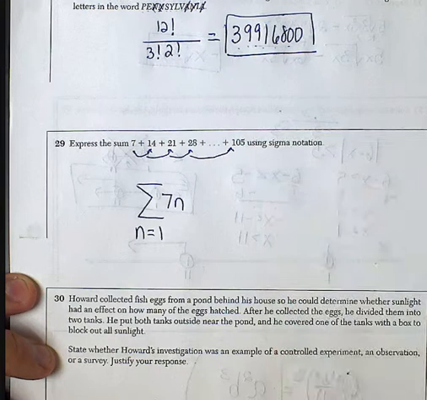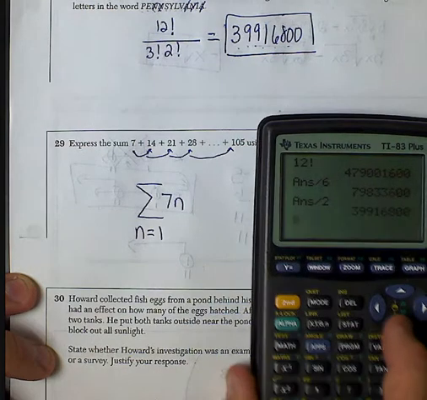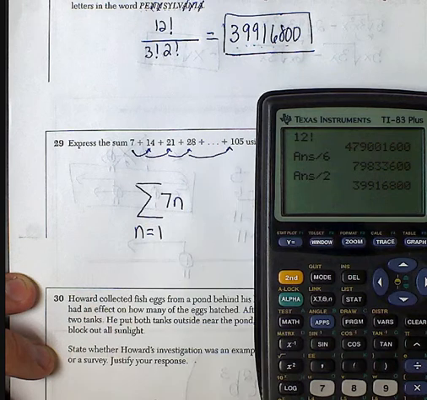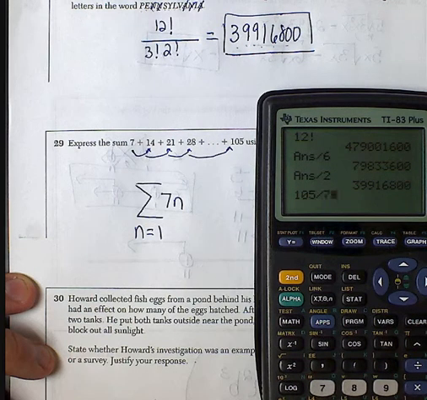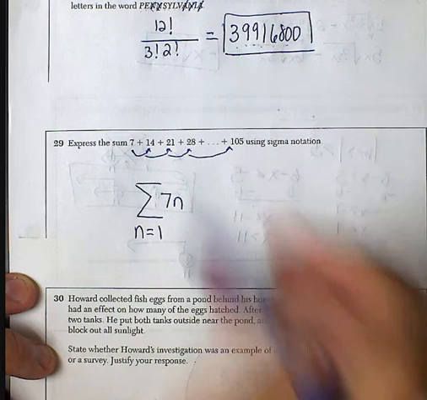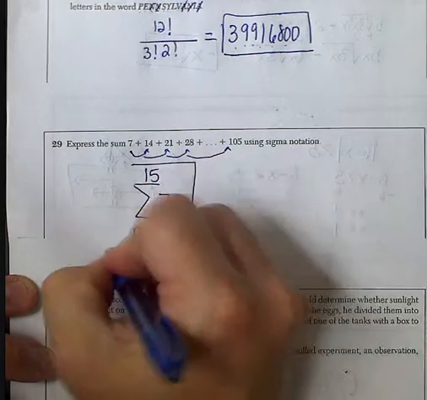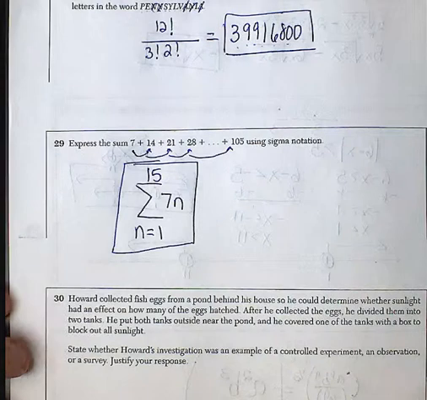We want to know how high to let n go. So what we're going to do is simply take the last number, which is 105, and divide that by 7. That's 15. So n equals 1 to 15. And that's going to be the final answer.